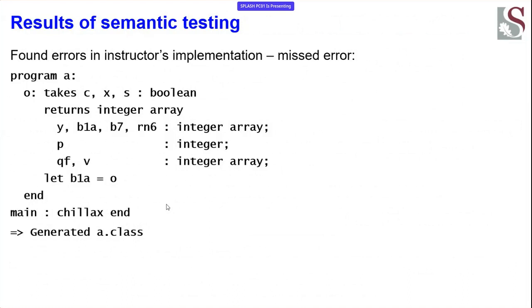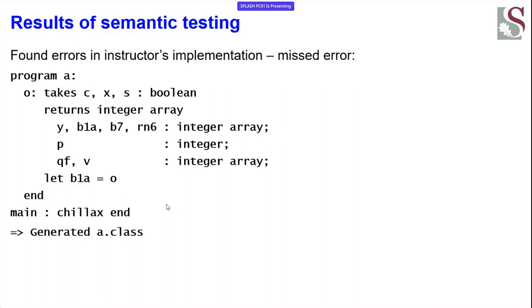In this case, the instructor had not only the grammar, but a golden implementation of the entire compiler. And we broke that thing. So here is an input that the compiler of the instructor accepts, and it generates an actual class file for this. But there's an error in there. Can you spot that error?